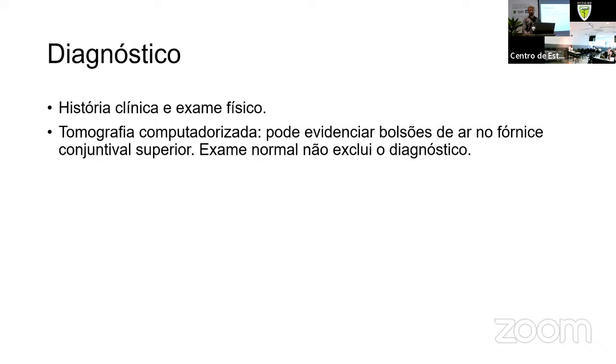The diagnosis usually is talking to the patient, having a good slit lamp examination, and the CT can be useful. It can show air in the deep conjunctival fornix superiorly, but a normal exam does not exclude the diagnosis. So it's just something to, I don't know, acrescentar.